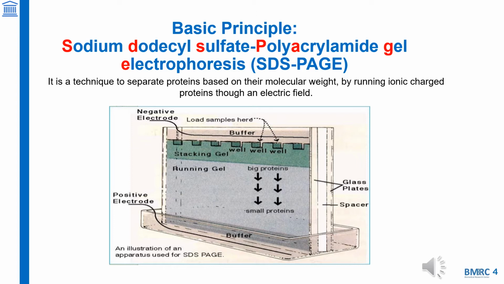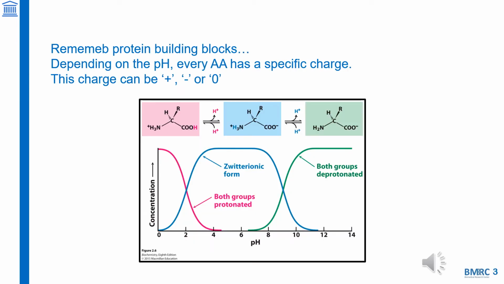We use this technique to separate proteins based on their molecular weight by running negatively charged proteins through an electric field in the porous gel made of polyacrylamide. Depending on the pH, every amino acid has a specific charge. This charge can be positive, negative, or zero. How does this happen? At low pH, both the carboxyl group and the amine group of any amino acid will be protonated. As such, the amino acid will be overall positively charged.